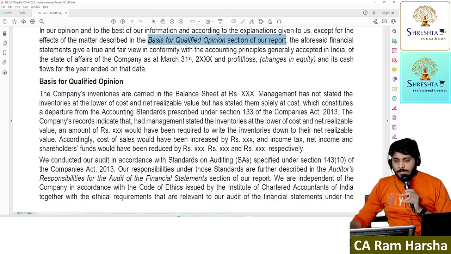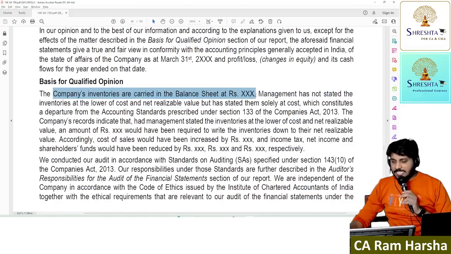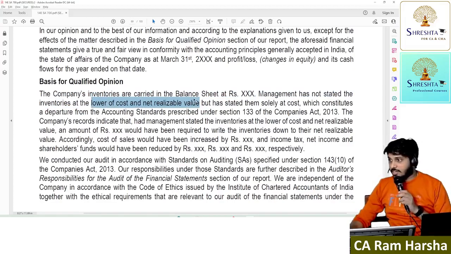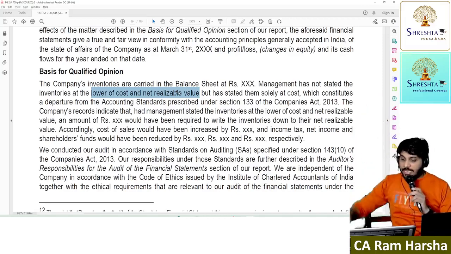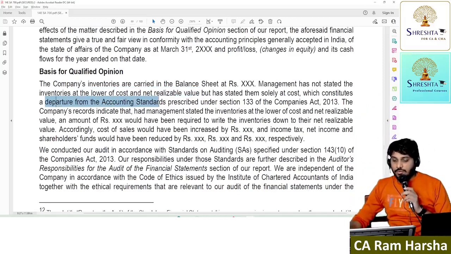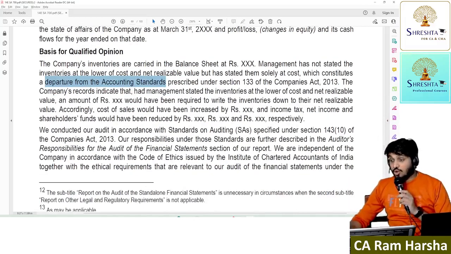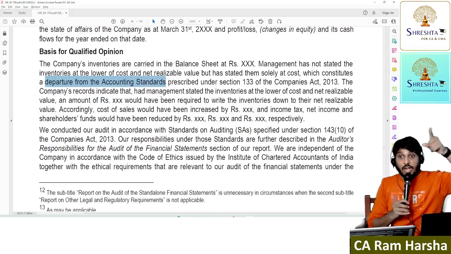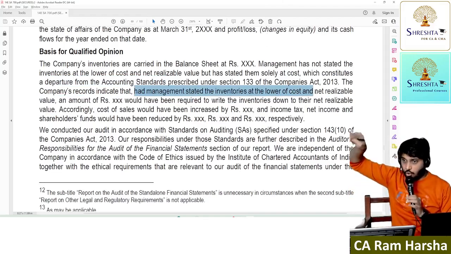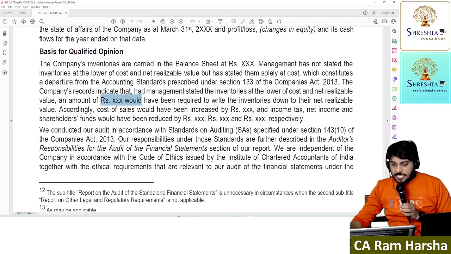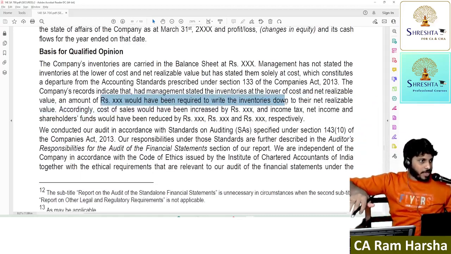What is the matter? The company's inventory is carried in the balance sheet at 100 crore. Management has not valued inventory at cost or NRV, 100 or 90, whichever is lower, but valued the inventory only at cost, which is actually a departure from the accounting standard. Correct? Not only qualifying, you should also quantify the mistake value. Had management stated inventories at whichever is lower, 10 crore would have been required to write down inventory to its NRV.